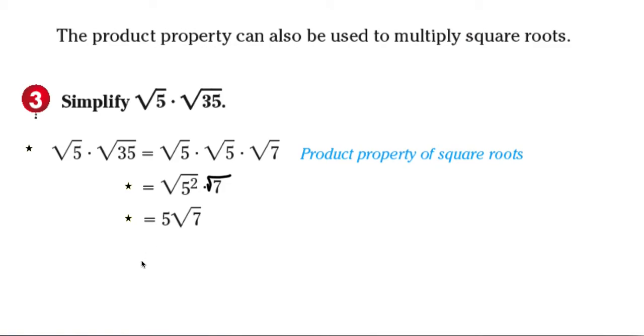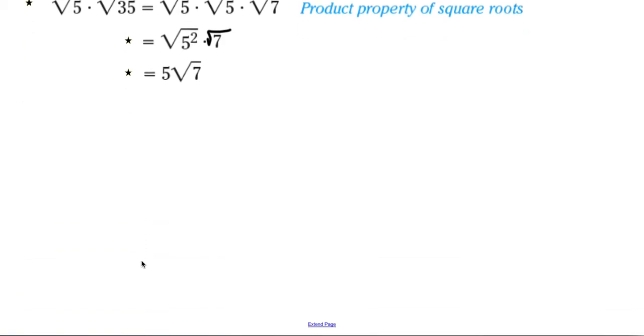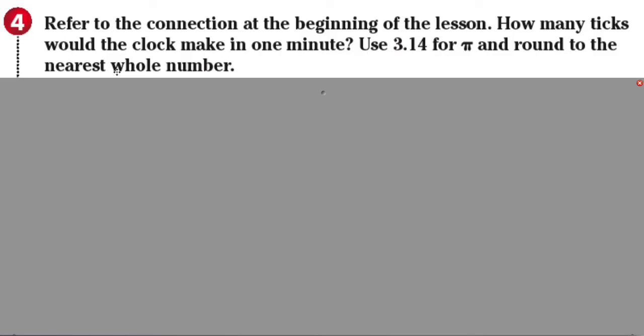And finally, in the last example, example number 4, we are going back to the beginning of the lesson. And before we do that, the secret word for this particular lesson is turbo. The secret word is turbo. So refer to the connection at the beginning of the lesson. How many ticks would the clock make in 1 minute? And we will use 3.14 for pi, rounded to the nearest whole number.